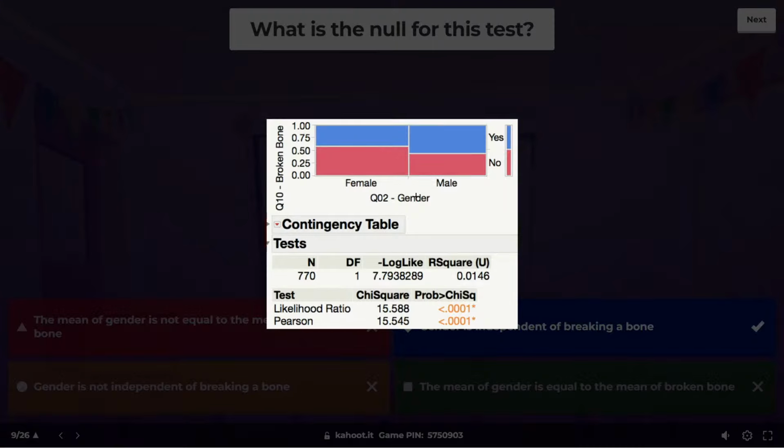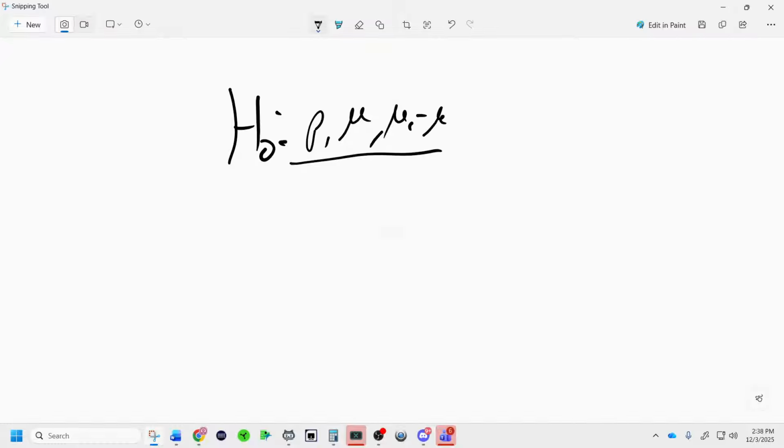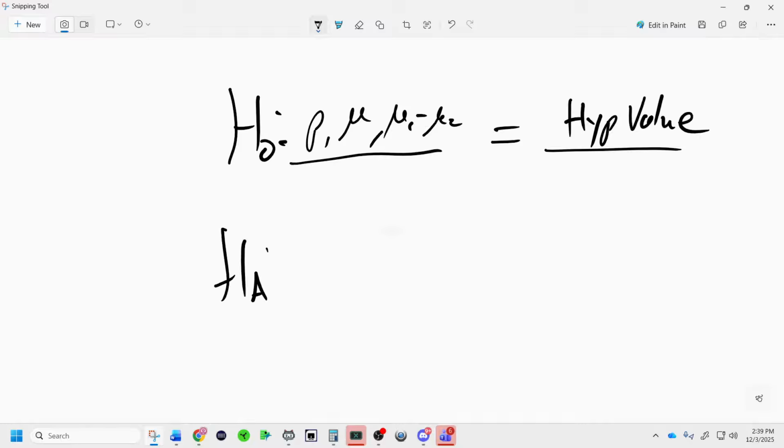Let's write it out. So the following format for the other ones is to do the following. You'll write out the null states, just like here, and then you'll pick from one of the following, either P, mu, or mu1 minus mu2. Then you'll put the equal sign, and then you'll put the hypothesized value. Down here on the alternative, you'll simply carry over whatever you put here and whatever you put here, but you'll pick the sign.